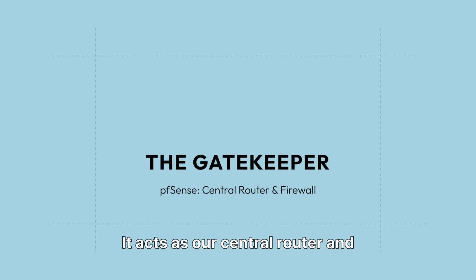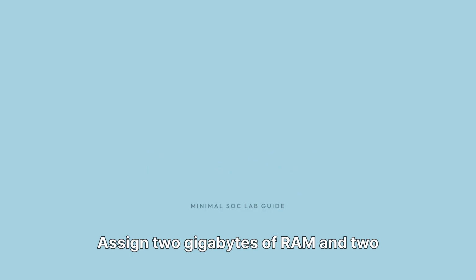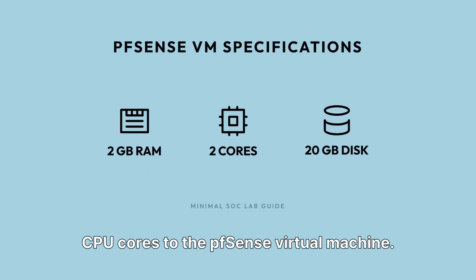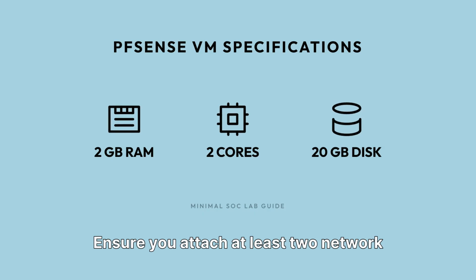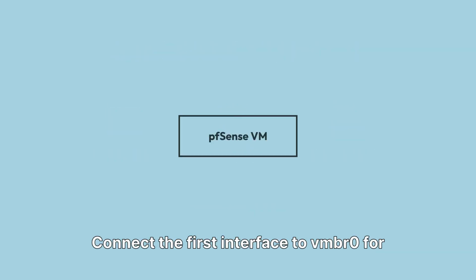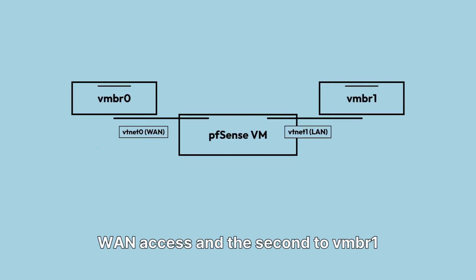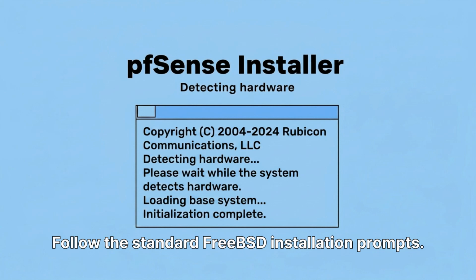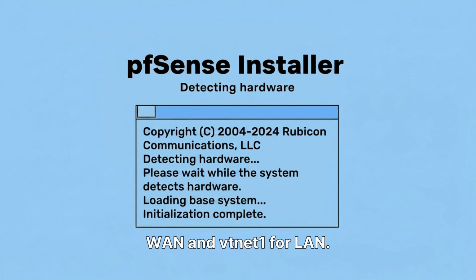Next, we deploy pfSense. It acts as our central router and firewall, separating the internet from our internal lab zones. Assign 2 gigabytes of RAM and 2 CPU cores to the pfSense virtual machine. Ensure you attach at least 2 network interfaces. Connect the first interface to VMBR0 for WAN access and the second to VMBR1 for your internal lab network. Follow the standard FreeBSD installation prompts. Once installed, assign your interfaces, usually vtnet0 for WAN and vtnet1 for LAN.